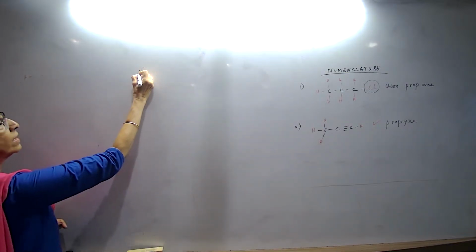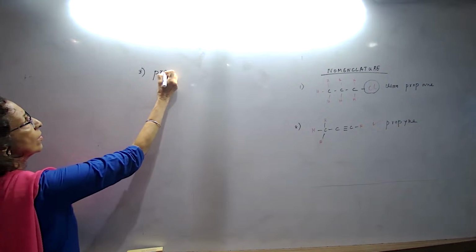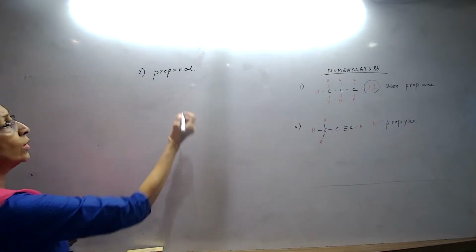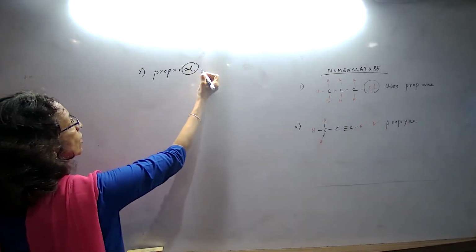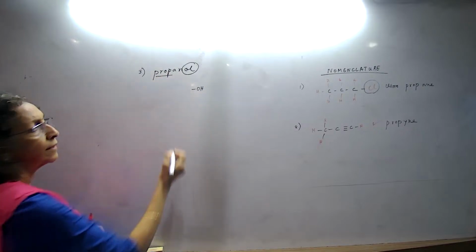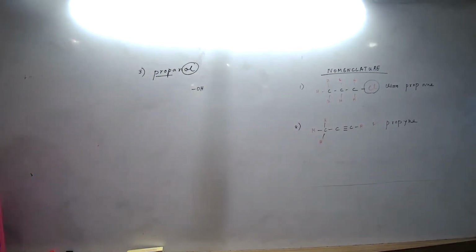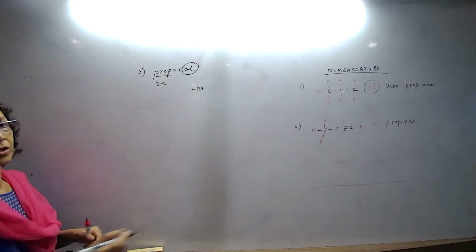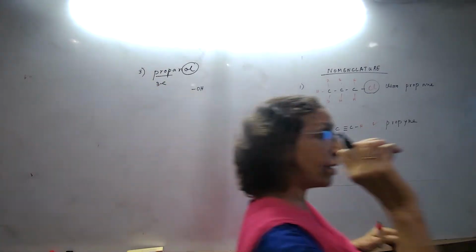I'm putting up the third one here. What did I write? Third one. Propanol. So what does it give us? OL is there. OL is alcohol. So which group has to come? OH. Prop is 3 carbon. This is a 3 carbon. So draw 3 carbon with an OH.